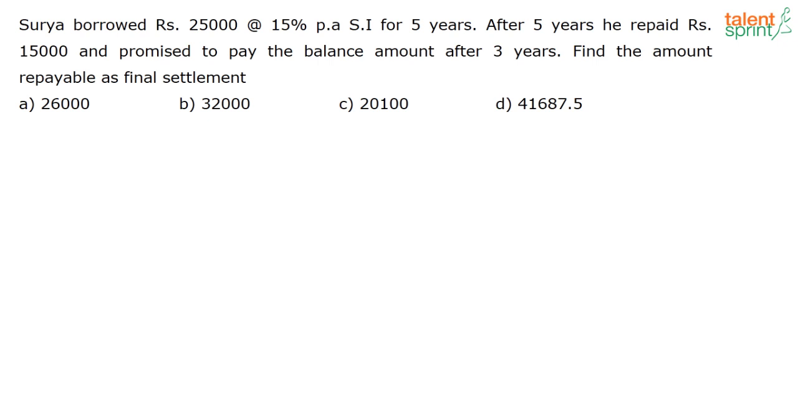Surya borrowed rupees 25,000 at 15% per annum simple interest for 5 years. After 5 years, he repaid rupees 15,000 as promised, and promised to pay the balance amount after 3 years. Find the amount repayable as the final settlement.